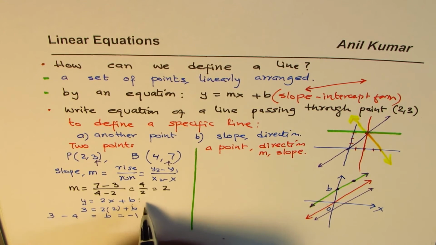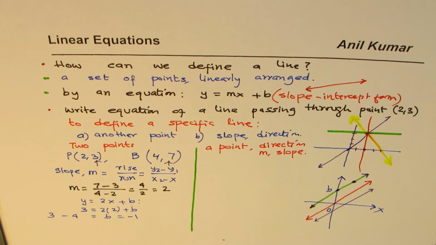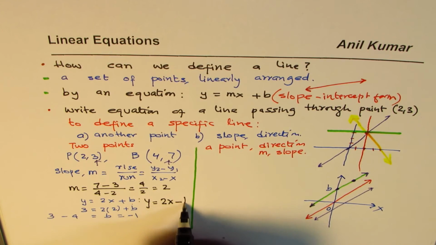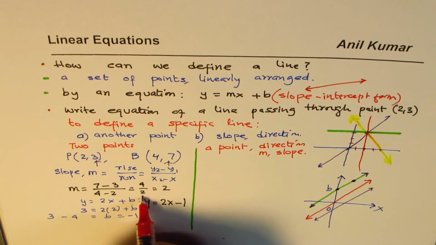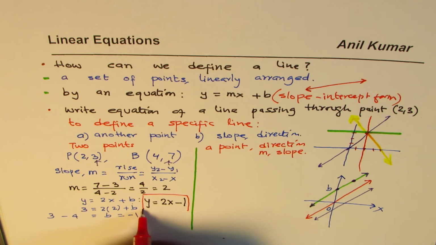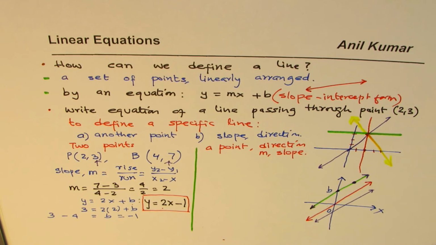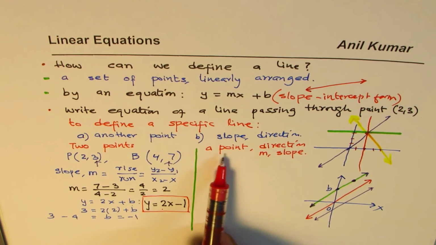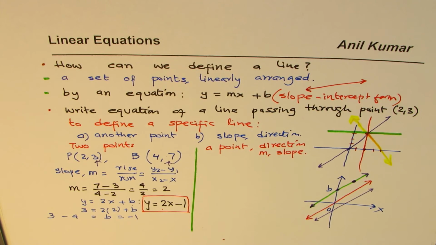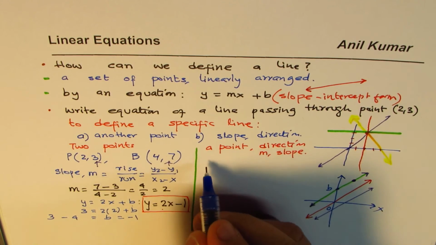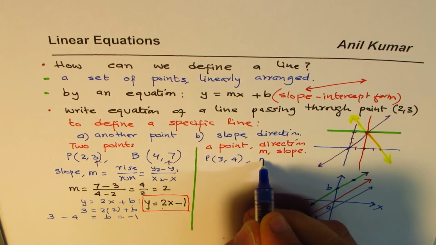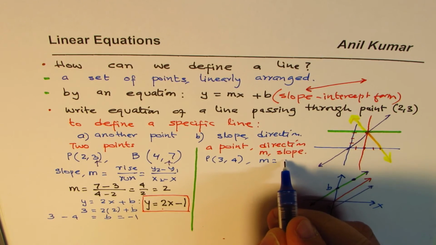So this equation now could be written as y equals 2x minus 1. Do you see that? We could do this because now we have the y-intercept and now we also know the slope. So knowing 2 points, we can always write the equation, and that is how you could do it. Now let's take another example where we are going to take a point and slope. So let's say the point is 3 and 4, and let's say slope m is a fraction this time.